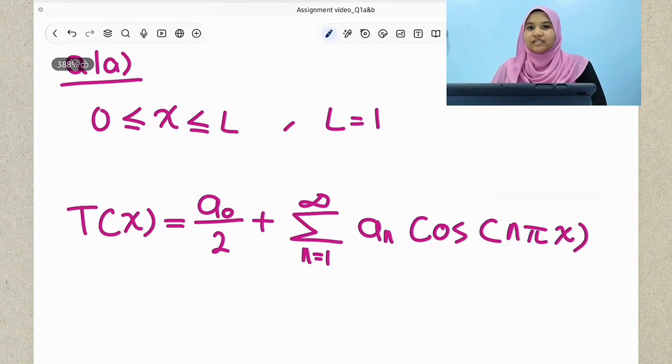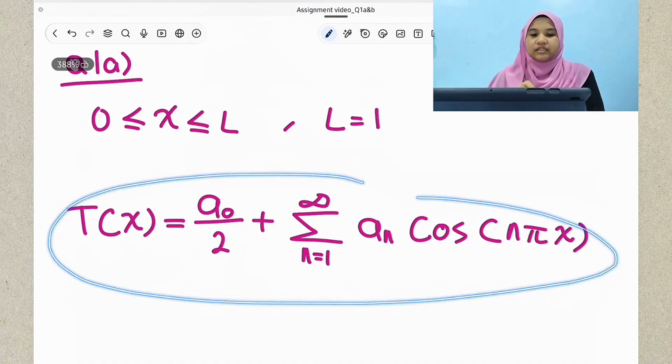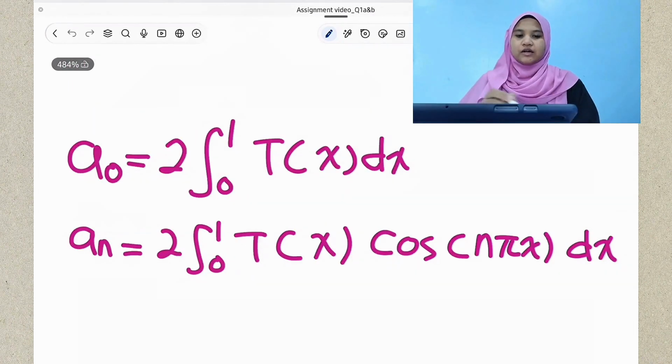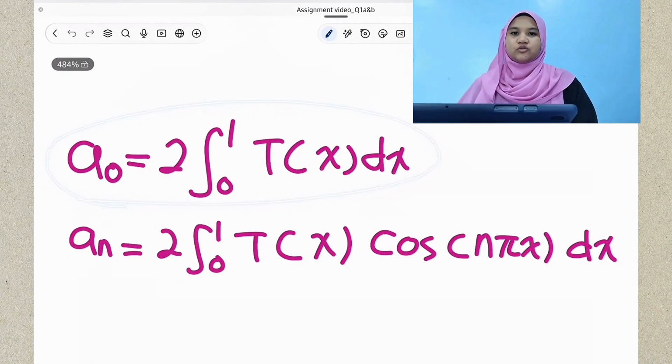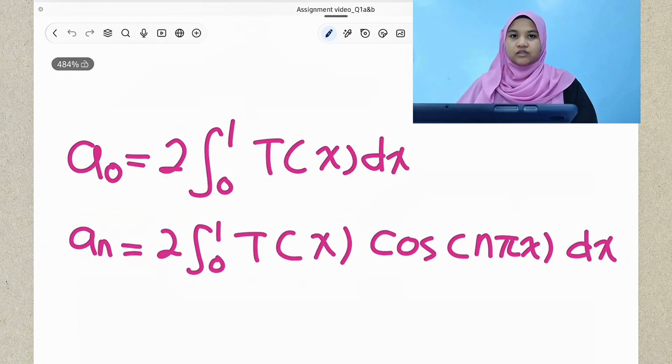For a half-range cosine series on 0 less than x less than L with L equal to 1, the general form is, I will show on my tablet, T(x) equal to A naught over 2 plus summation n equal to 1 to infinity a_n cos n pi x. Where A naught equal to 2 times the integral from 0 to 1 of T(x) dx. For a_n equal to 2 times the integral from 0 to 1 of T(x) cosine n pi x dx.